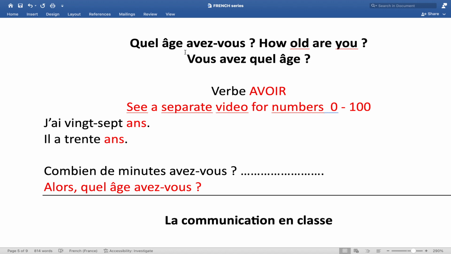In our previous lesson, we talked about this inversion here. Instead of vous avez, we are using avez-vous. So I'll not repeat that. We also use the verb avoir. If you have watched the previous lessons, then you'll know how we conjugated this verb avoir, which simply means to have. And also in one of the videos on this channel, you'll find where we have talked about numbers from 0 to 100. So we are not going to repeat that. Let's go straight to quel âge avez-vous?